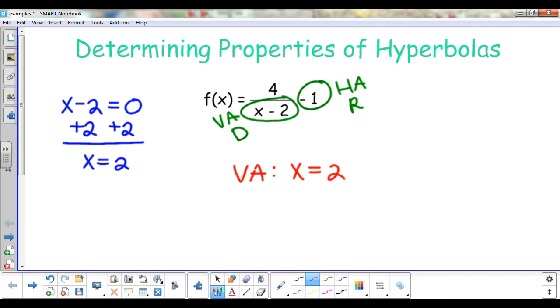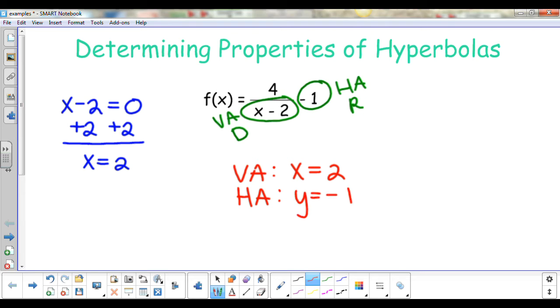To find my horizontal asymptote, I just take the value of the number that I'm adding or subtracting behind my fraction. So since I am subtracting 1, my horizontal asymptote is going to be at y equal to negative 1.